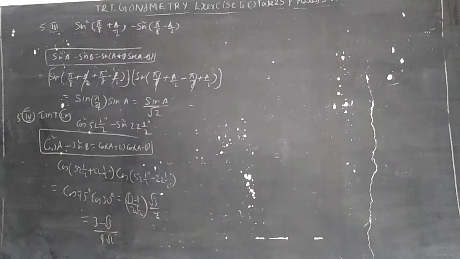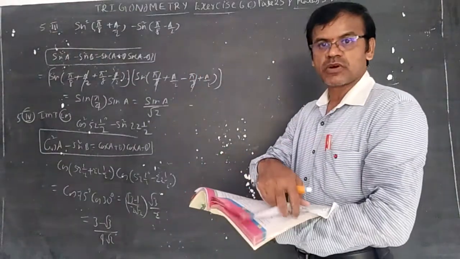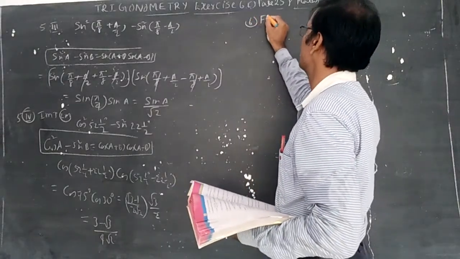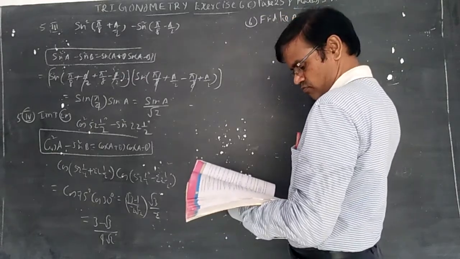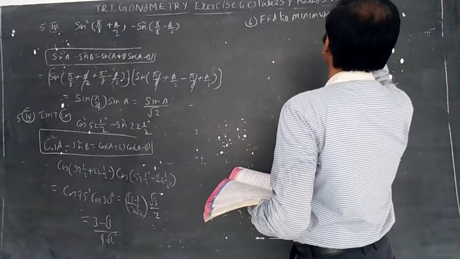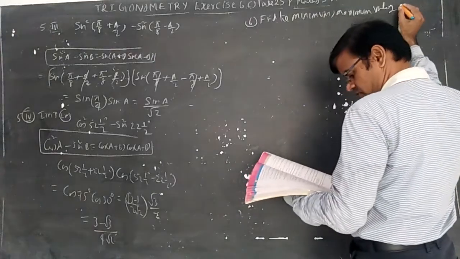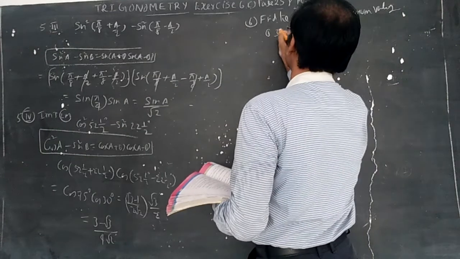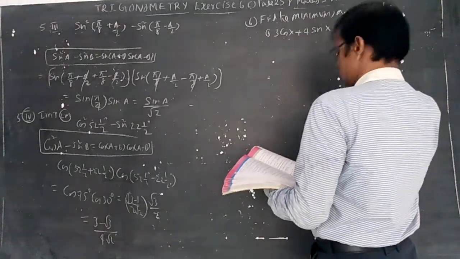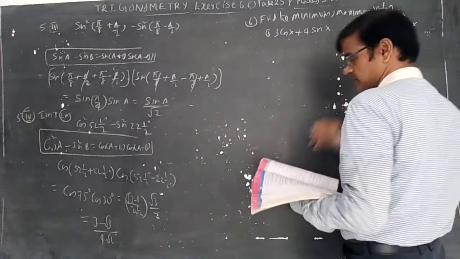Now we have completed 5 questions, page number 258, Roman number 1. Let us go to discuss the minimum maximum values. Find the minimum comma maximum values of first one 3 cos x plus 4 sin x. Second one sin 2x minus cos 2x.